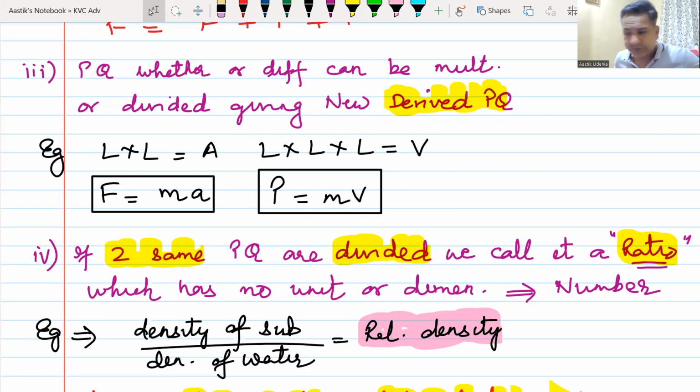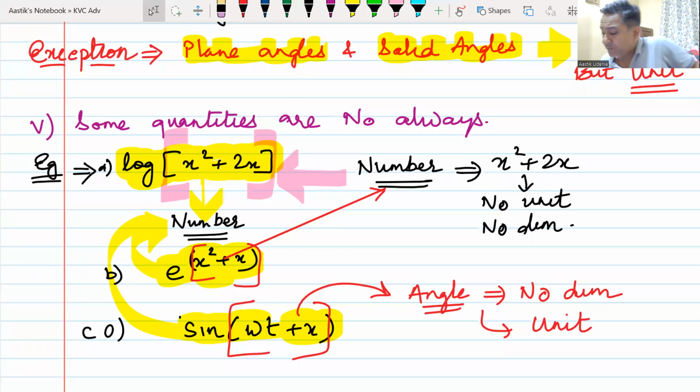We have seen examples. Also, we have seen that when two physical quantities which are same are divided, we get something known as ratio. We have seen some examples of ratio. We had also seen that some physical quantities are always numbers. Log of something, sine of something. What is inside log or e raised to the power x? What is on the power of e? All these are numbers. At the same time, the entire quantity is also a number.